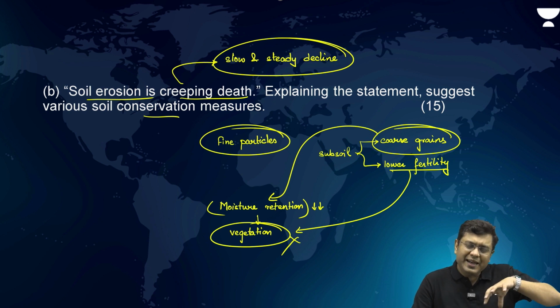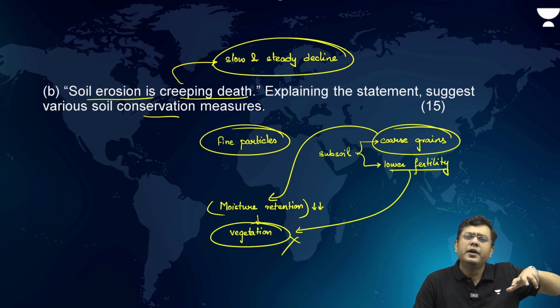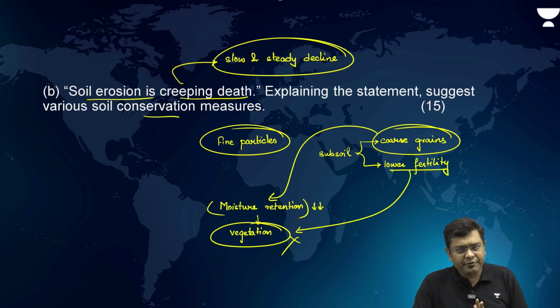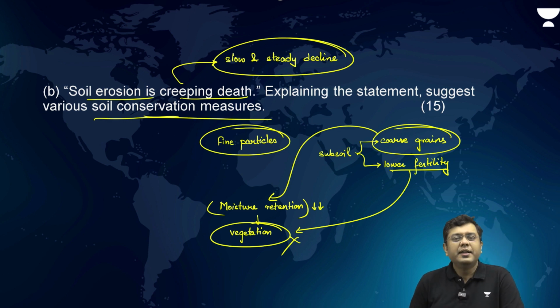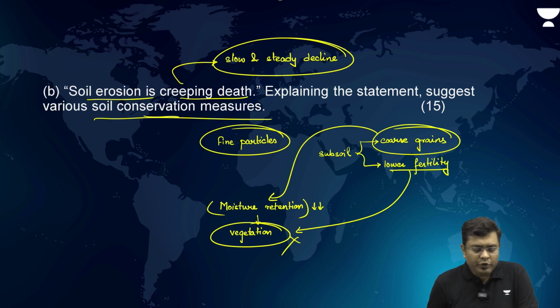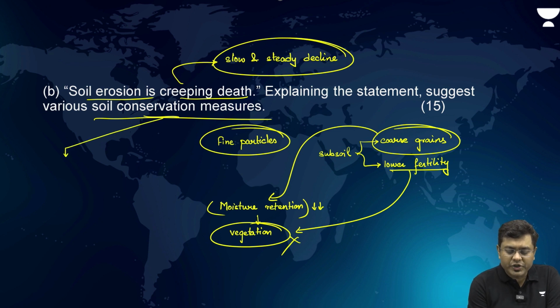So, slowly and steadily that creates a region of poor life standards and virtually declining quantitative number of life forms that you can think about. So, that is something you have to elaborate. Now, various soil conservation measures is something that also needs to be talked about. So here, what are the various soil conservation measures?